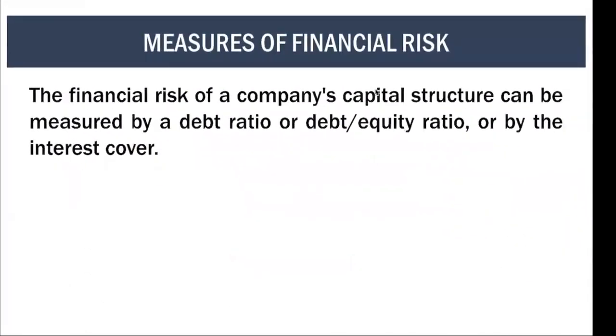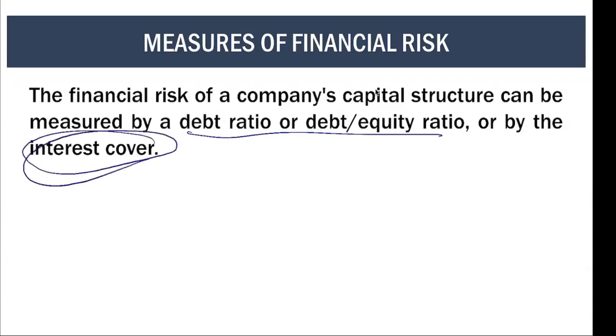Now we look into your measures of financial risk. The financial risk of the company's capital structure can be measured by a debt ratio or debt to equity ratio or by the interest cover. So we already talked about the financial risk brought to you by your debt, which is your financial leverage, your debt to equity ratio. Now we look into your interest coverage ratio, or also known as your times interest earned.